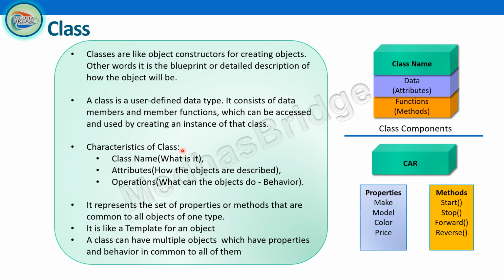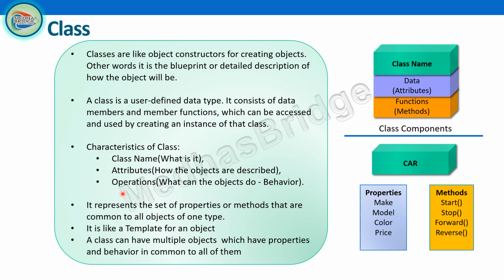Characteristics of the class. A class has a name, the class name, which basically describes what it is. Attributes are data, how the objects are described. For instance, look at a car class. We have properties like the make of the car, model of the car, color of the car, price of the car. These are known as attributes, which help to describe an object.